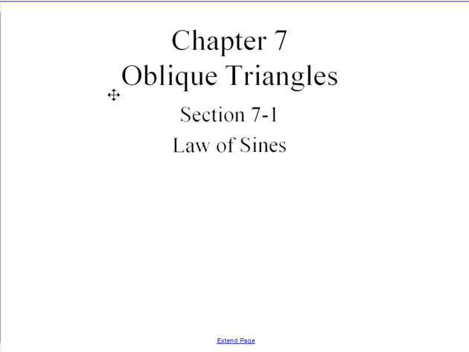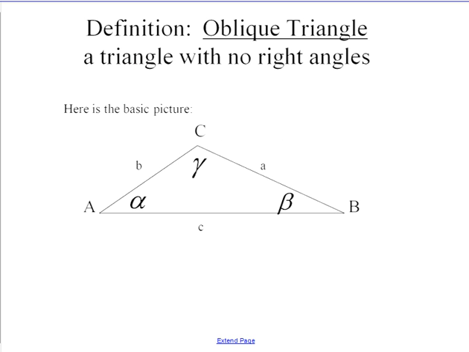Alright guys, so today we are starting chapter 7, which deals with oblique triangles, meaning triangles that don't have any right angles. And with that, we're starting with the law of sines, which is pretty much the most commonly used equation or formula for this chapter. So first of all, I'm taking a second to write down, as I was saying, what an oblique triangle is: a triangle with no right angles.